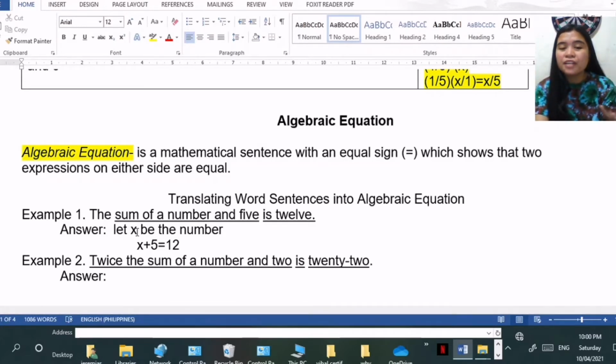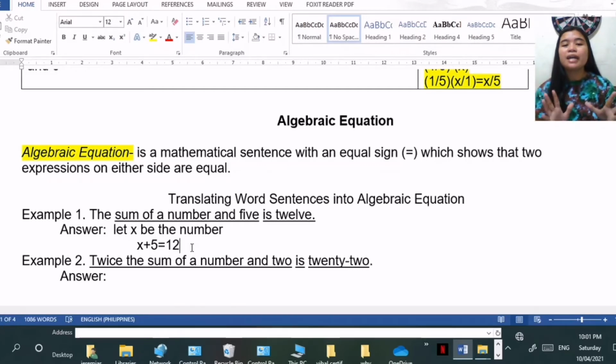Kasi nga sabi natin, i-represent natin yan, tawag dito, yung variable na gagamitin natin is always x. Pero kung gusto nyo naman na ibang letter, like N, B, A, NBA talaga, like T, W, Z, bahala kayo. Basta napakaraming variable. Pero dito yung gagamitin ko is x. Okay po. So we have here, the sum of a number and 5 is 12. Ayan. So, na-translate na natin siya into algebraic equation. Okay po. Then, come to think of it.